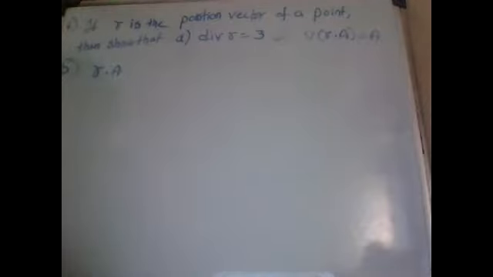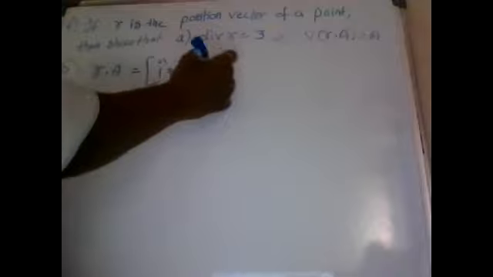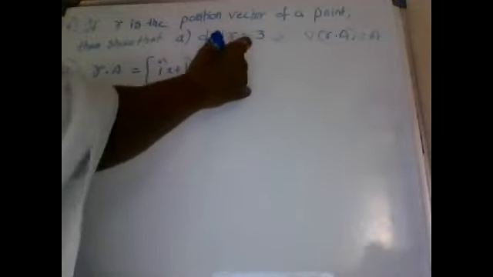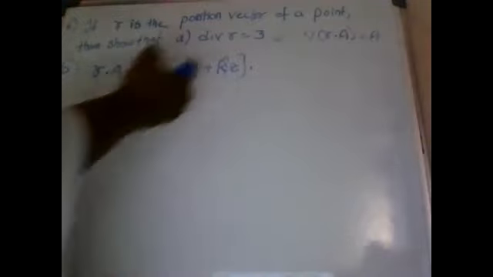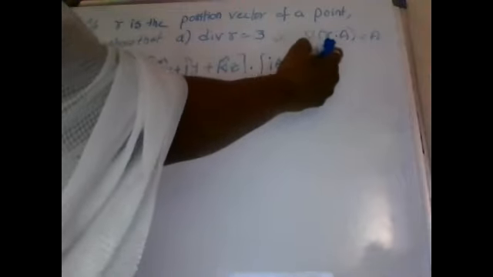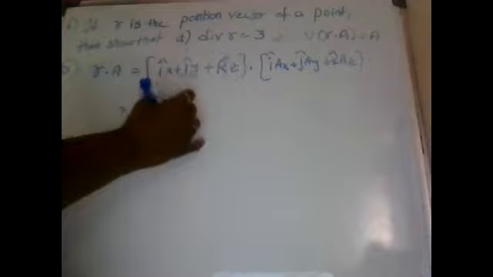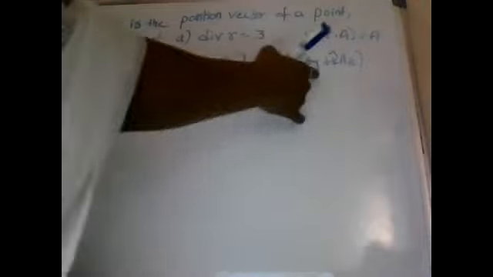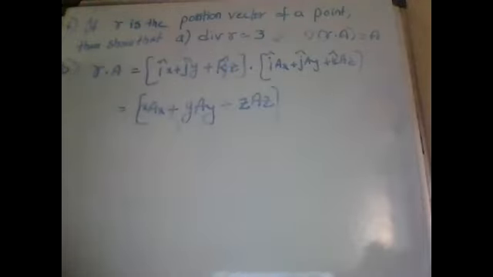r dot a. So what is the position vector r? We know that r is i x plus j y plus k z. Next, a means in three dimensions we have three components: a suffix x, a suffix y, and a suffix z with unit vectors i, j, k. We can write i a suffix x plus j a suffix y plus k a suffix z. So here also the same condition: i dot i equals j dot j equals k dot k equals 1. From that, we get x into a suffix x plus y into a suffix y plus z into a suffix z. This is the r dot a value.